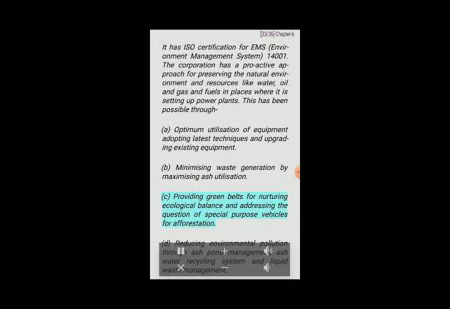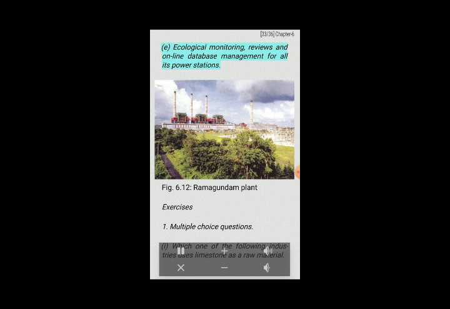B. Minimizing waste generation by maximizing ash utilization. C. Providing green belts for nurturing ecological balance and addressing the question of special purpose vehicles for afforestation. D. Reducing environmental pollution through ash pond management, ash water recycling system, and liquid waste management. E. Ecological monitoring, reviews, and online database management for all its power stations. Fig. 6.12. Ramagundam plant.